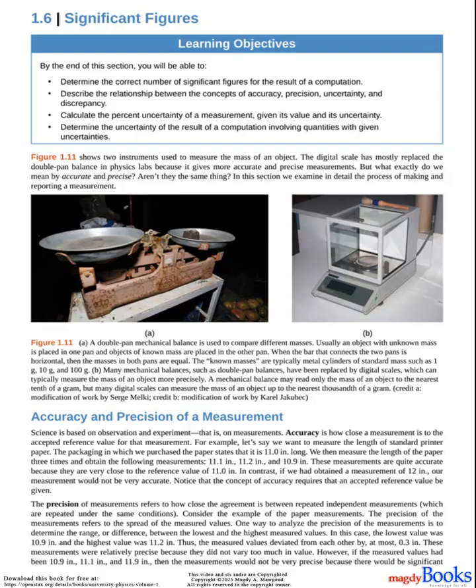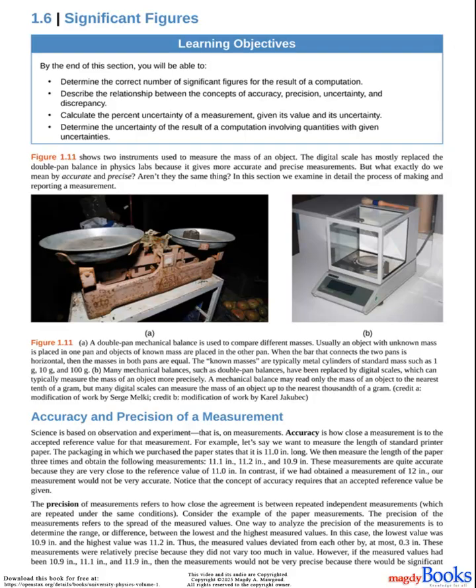We then measure the length of the paper 3 times and obtain the following measurements: 11.1 inch, 11.2 inch, and 10.9 inch. These measurements are quite accurate because they are very close to the reference value of 11.0 inch. In contrast, if we had obtained a measurement of 12 inch, our measurement would not be very accurate. Notice that the concept of accuracy requires that an accepted reference value be given.